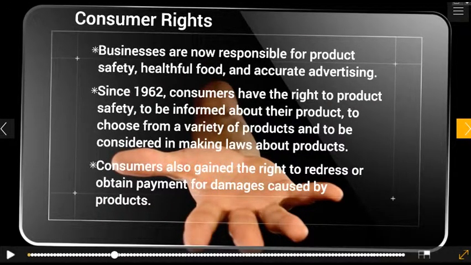Consumer rights. Businesses are now responsible for product safety, healthful food, and accurate advertising. Since 1962, consumers have the right to product safety, to be informed about their product, to choose from a variety of products, and to be considered in making laws about products. Consumers also gained the right to redress, or obtain payment for damages caused by products.